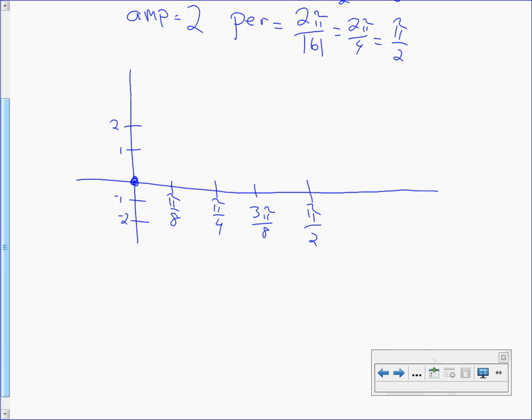For the sine values, does it start at 0 or does it start at the a value? It starts at 0. Now the next one, does it go to a or does it go to the opposite of a? A. Since it's positive, it goes to the a value. 0, opposite of a, 0.